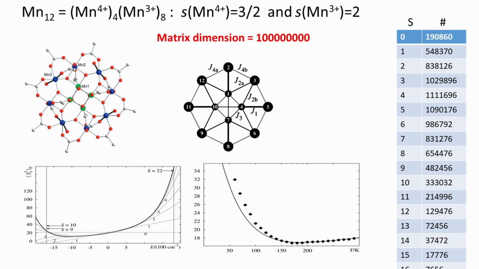But the formalism here says that it should be close to S equal 9, and experimentally it's found that the ground state is S equal 10. So there's something to it at least.